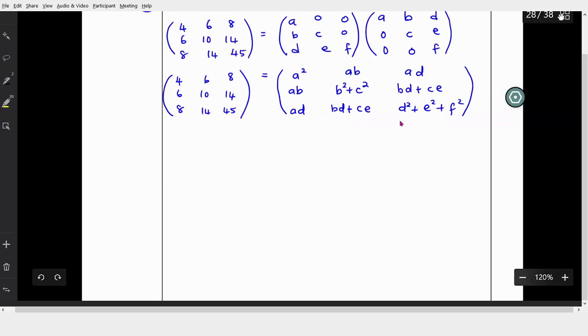Now the same as the process in the Doolittle, as well as the Crout, we are comparing both sides. So compare left hand side and right hand side, element by element, position by position. First of all, we can get the A. By looking at the right hand side, we know that A square equals 4. So A is the square root of 4. It is actually positive or negative 2, but common practice, we take the positive.